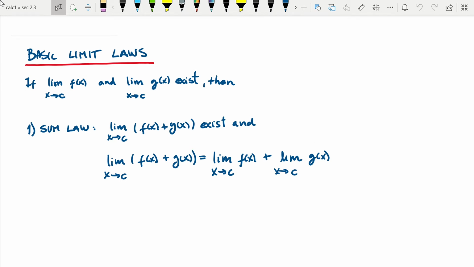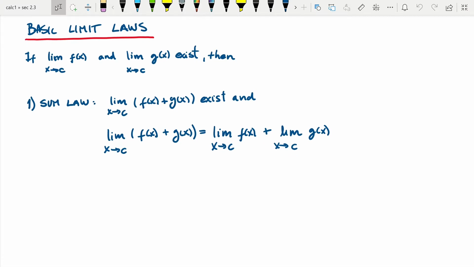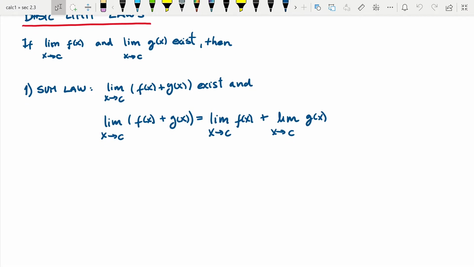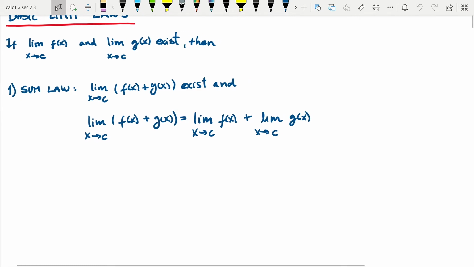Hey, we finished this week with the very important limit laws. We have a certain number of laws that allow us to put some limits together, when we know them separately, to form new limits. The first one is the sum law. If you know the limit of f of x and the limit of g of x when x approaches c, then the limit of f of x plus g of x is just the sum of the limits.